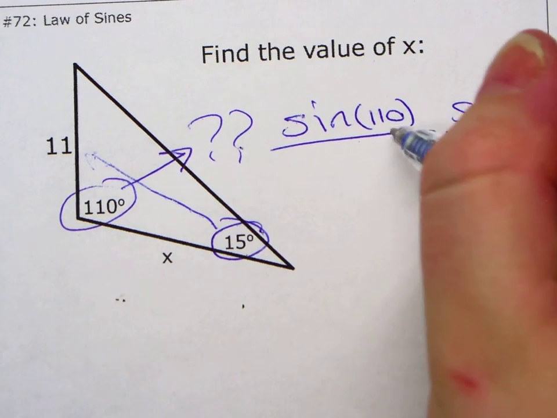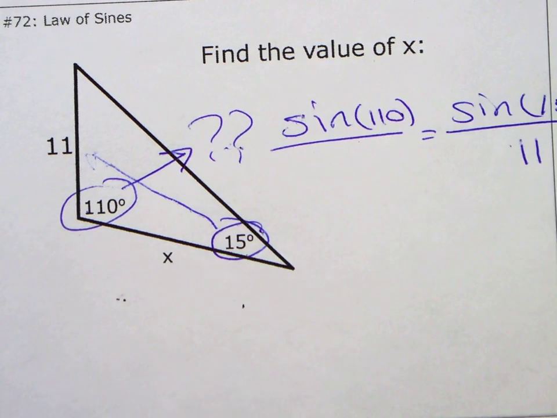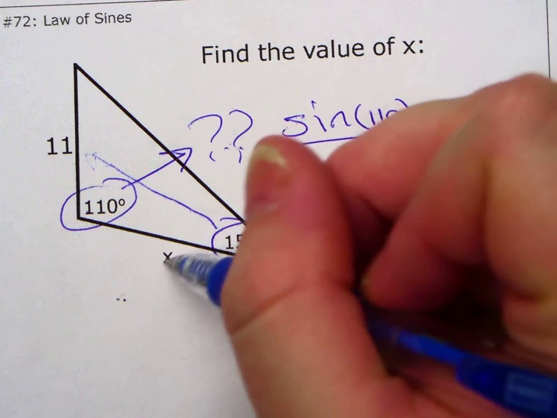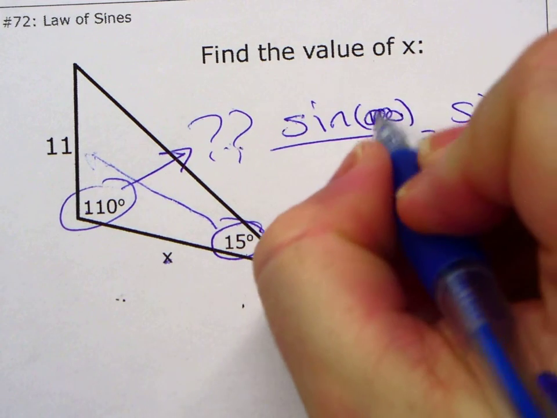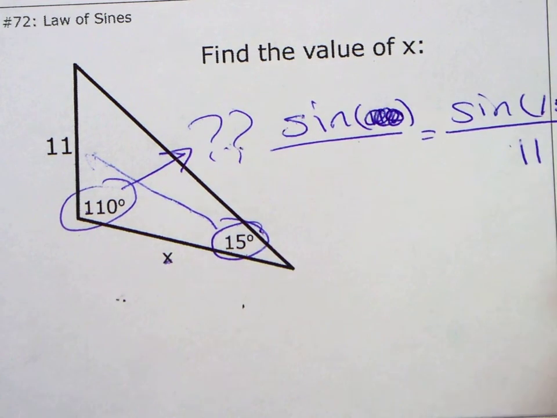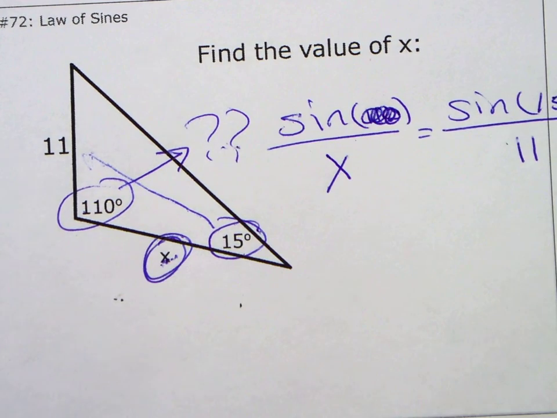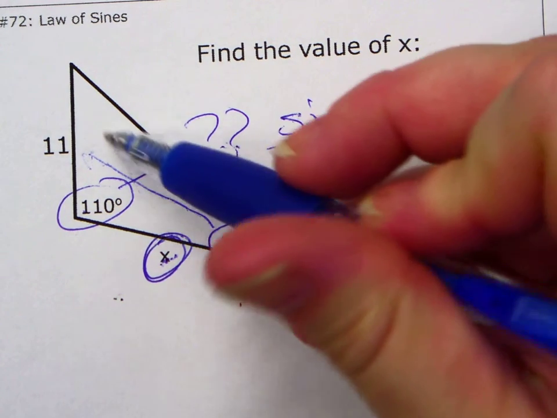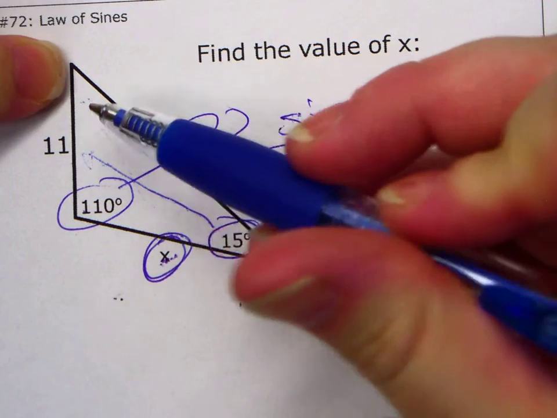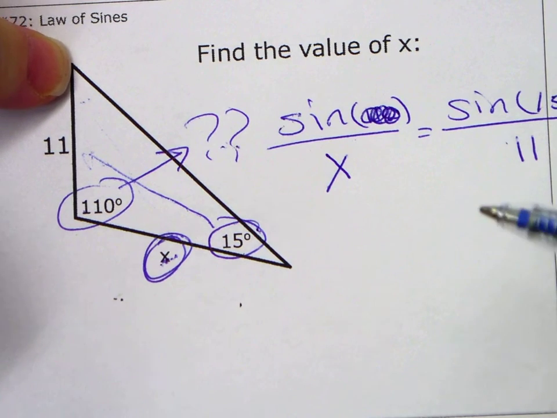The problem is the 110. We don't have what's across from it, and we don't really care either. X is over here. We don't want this 110. We want something else. We need to use that x. This x is what we're trying to solve for. So we need the angle across from x. Where is that? The angle across from x is up here. We weren't given that, though. Is there any way to figure it out?